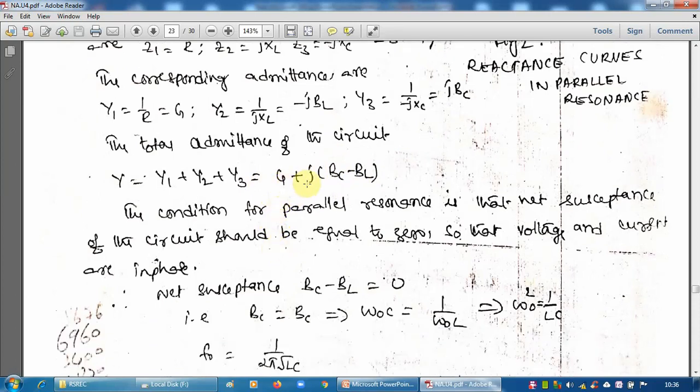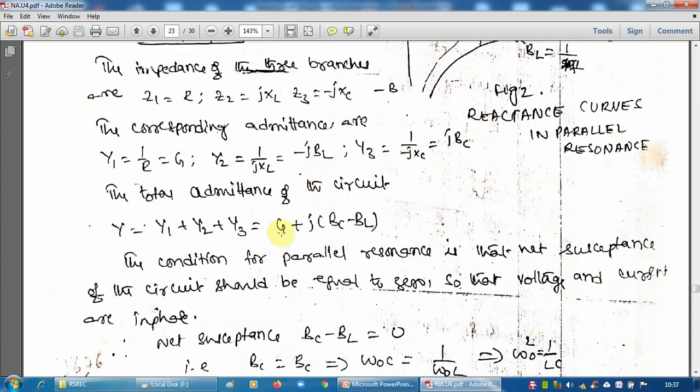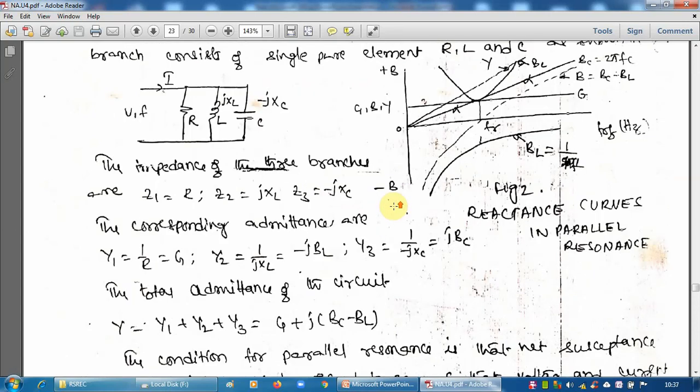So here also, if you want to plot these values, G value, that means 1 by R, BC value means 1 by minus jXC, BL value means 1 by jXL. How they vary with frequency, if we plot, the corresponding plot will be like this. Here G is independent of frequency, therefore it is constant along with the frequency.